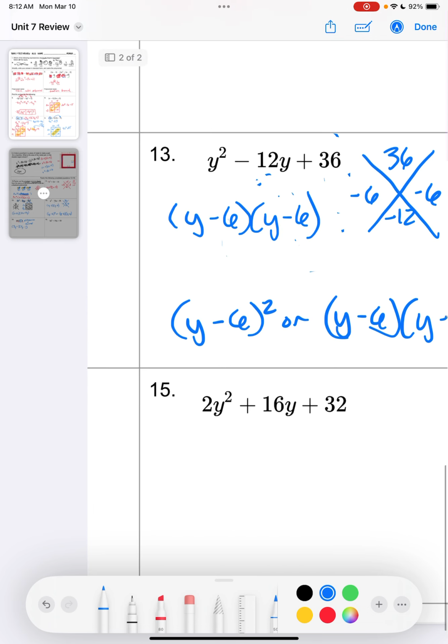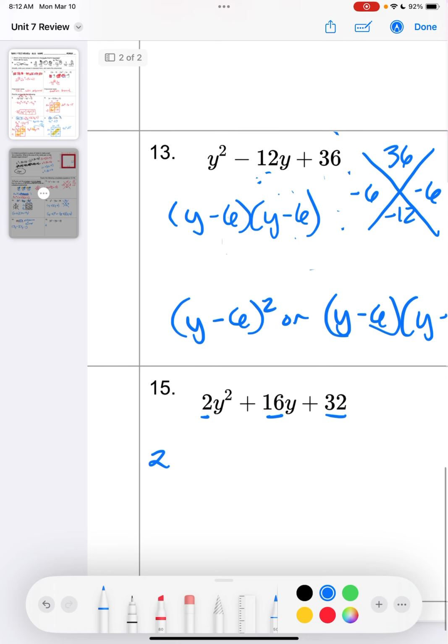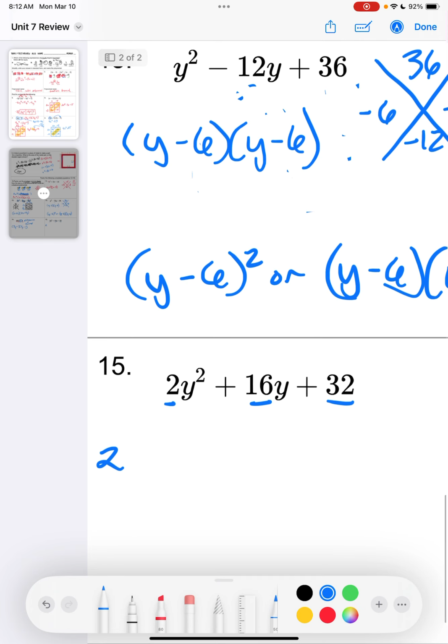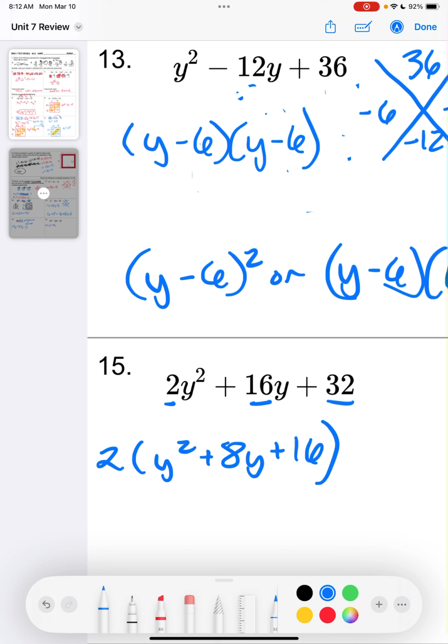All right, 15. Again, you always want to look, is there a greatest common factor? 2, 16, and 32, those are all even numbers. So I'm going to factor out a 2. For the y's, I don't have a third y, so can't factor the y. Let's see what's left. Y squared plus 8y plus 16.